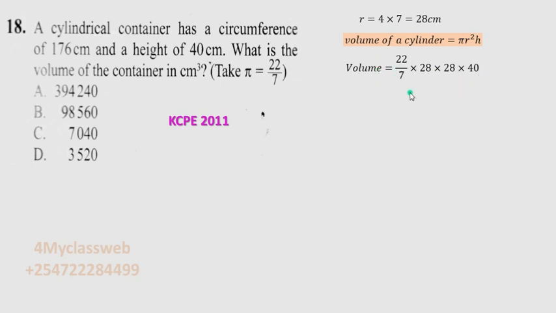And if we simplify this expression by dividing this denominator by 7, we shall get 1. We can also divide 28 by 7. We have 4. So around the top we have 22 times 4 times 28 times 40, and that is now what we have. So 22 times 4 times 28 times 40 will give us 98,560 centimeters cubed, which will now be the volume for that cylinder. And going back to the choice, that is what you have. That is all that you are supposed to remember to be able to do that question.